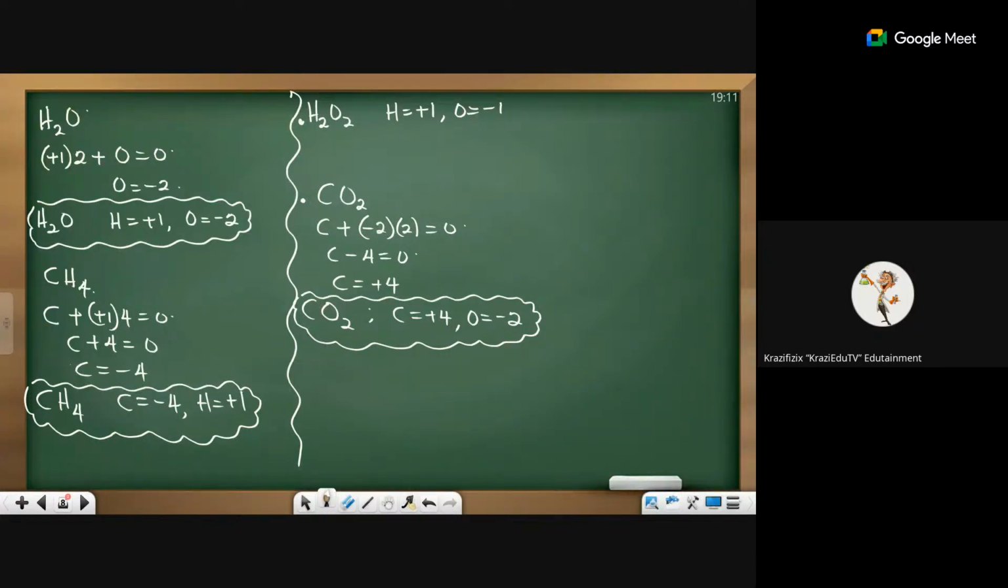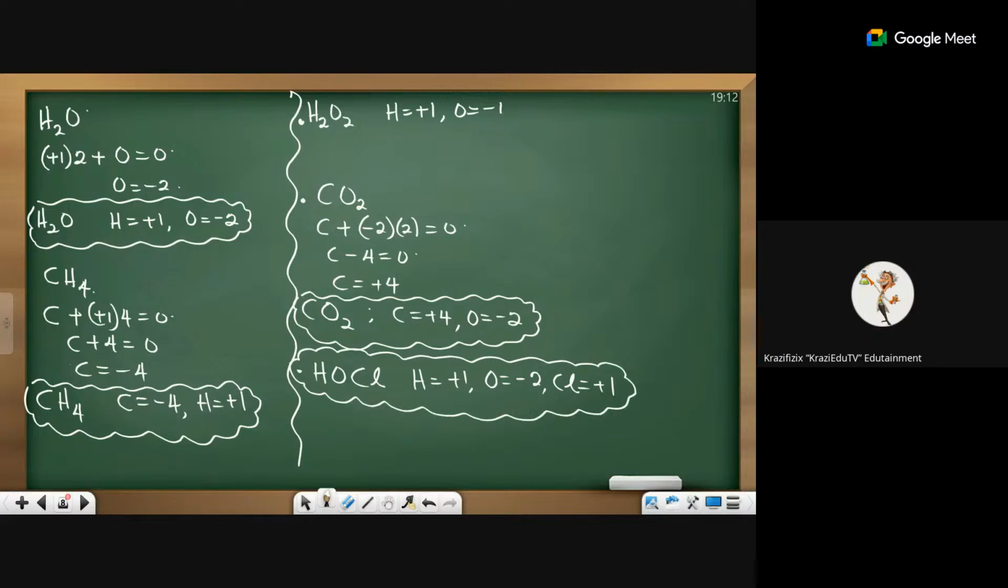I think we also did HOCl. That we did, right? Hydrogen, we said, is +1. Oxygen is -2. Cl is +1. Different from convention. Conventionally, we know that Cl should be -1. All right. So that is how we calculate oxidation numbers. Let me know if you guys are okay. Just give me a thumbs up. This screen actually shows the special cases.